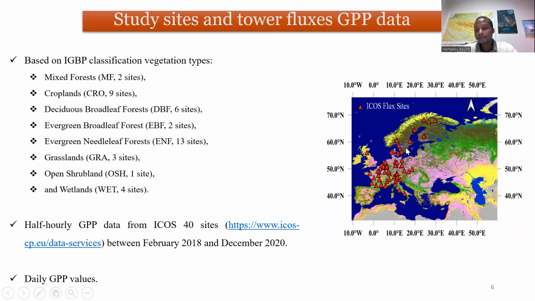So here the map shows the ICOS flux site locations that we use in our study. It can be seen that our study sites encompass different vegetation types, including mixed forest, croplands, deciduous broadleaf forest, evergreen broadleaf forest, and so on. We obtained the half-hourly GPP data from the ICOS data portal database between February 2018 and December 2020. That means mostly three full years of data. We are using daily GPP values in the data analysis.